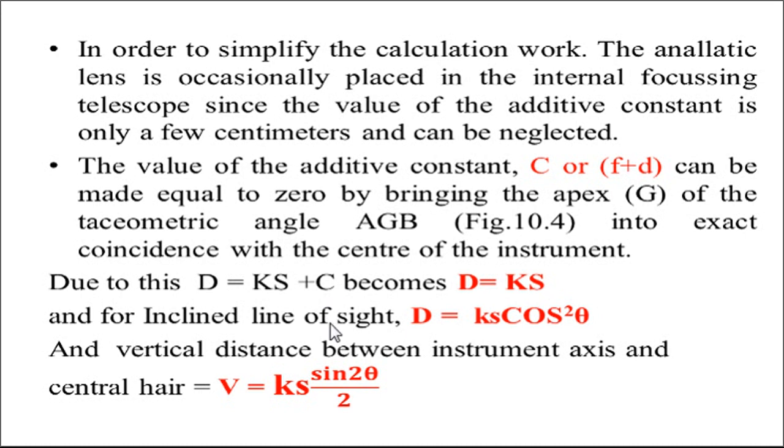For an inclined line of sight, the horizontal distance formula becomes D equals K S cos squared theta, and the vertical distance between the instrument axis and the central hair, V, is equal to K S sin 2 theta upon 2, or this V can also be calculated, if the distance is known, by the formula V equals D tan theta. So the formulas become like this, and due to this the calculation becomes fast.